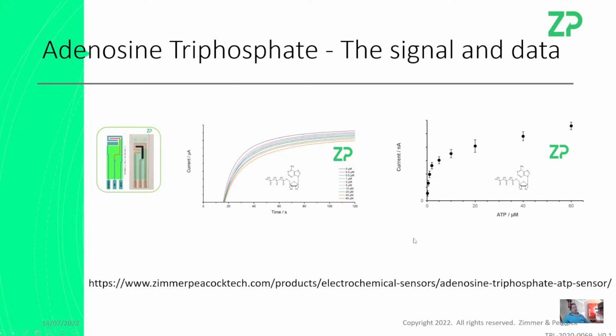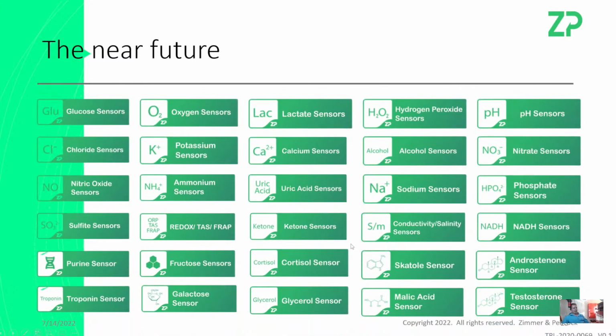Anyway, we have this ATP sensor. I've put a bit of a link up onto it. This is a direction that we're going with at ZP, and I call this the near future. So indulge me for about 2 minutes. The reason being is at ZP now we have all these sensors, from glucose, oxygen, lactic acid, hydrogen peroxide, pH, down to things now that are testosterone, troponin, androstenone, ATP, adenosine triphosphate. We've got a lot of sensors. So let's talk about how we're going to deal with all of this.